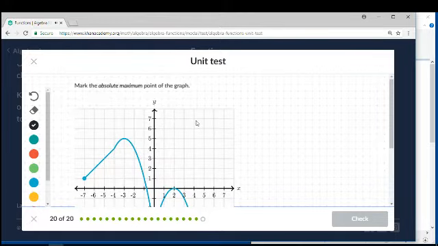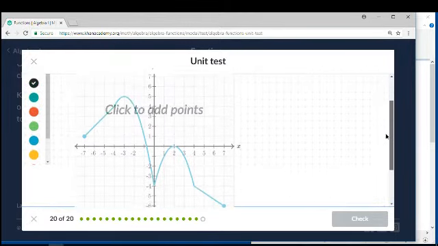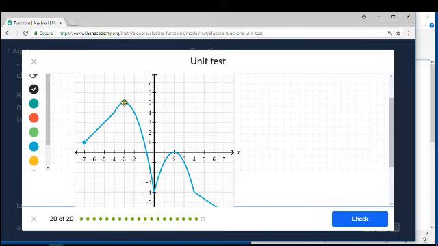All right, the absolute maximum point, that's just the highest y value on the graph. So that's going to be this point right here. There's no y value higher than 5. It's all lower than 5 here and all lower than 5 here.